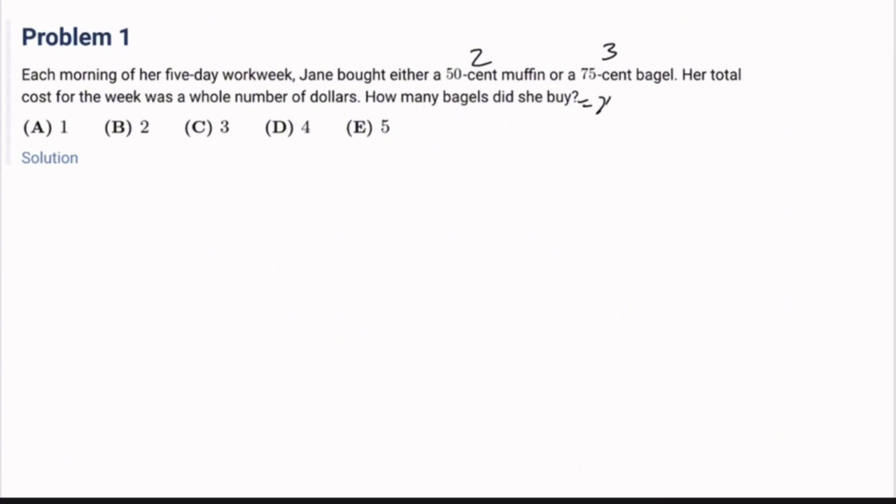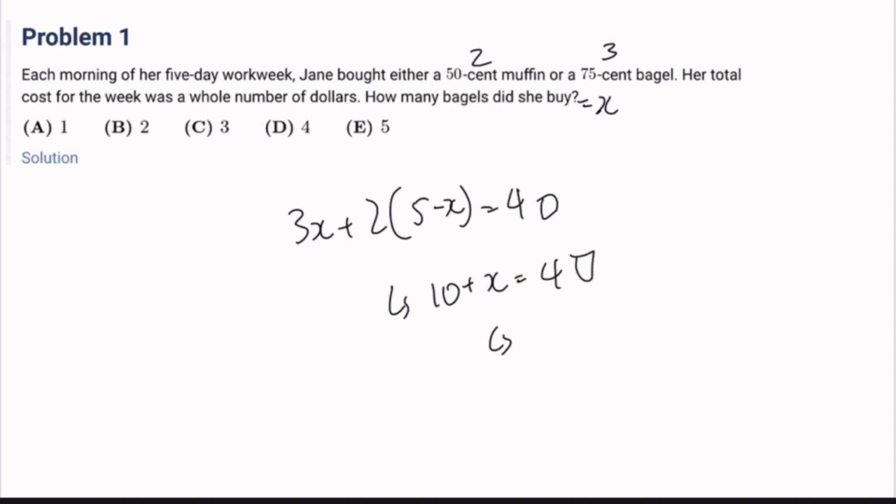So let's say she bought x bagels, that would mean 3x, plus 2 times (5 minus x), because it was a 5-day work week, and this equals 4 times something. So that means 10 plus x is going to be 4 times something. That means if x is 2, then this will be 12, so this will be okay, right? So x is 2, therefore it's B.